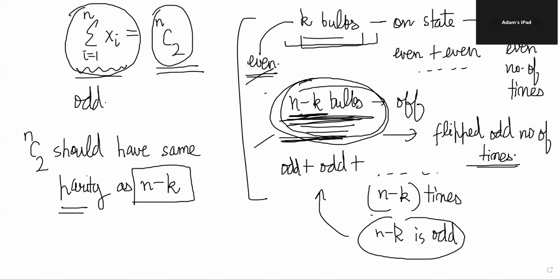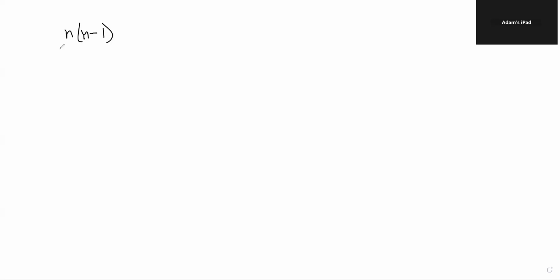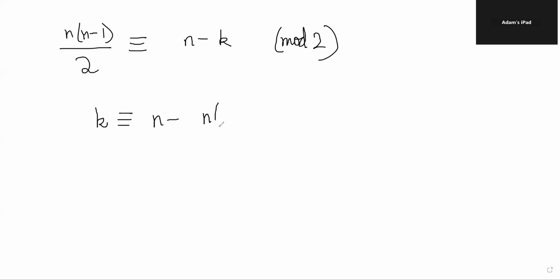And so once we know this, we can say K is congruent to N minus NC2, something like that, mod 2. Basically, what I'm saying is N into N minus 1 by 2, which is NC2, is congruent to N minus K modulo 2. So from here we can say that K is congruent to N minus N into N minus 1 over 2, mod 2.